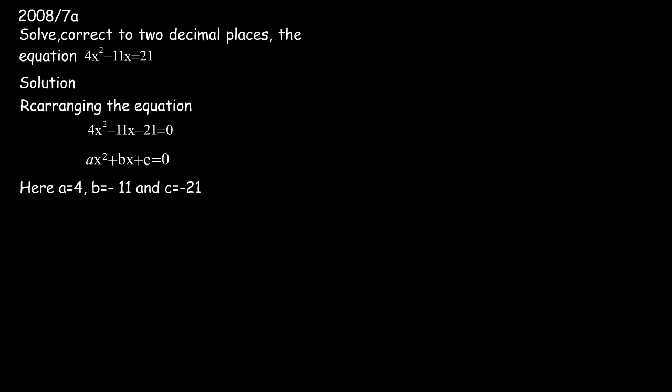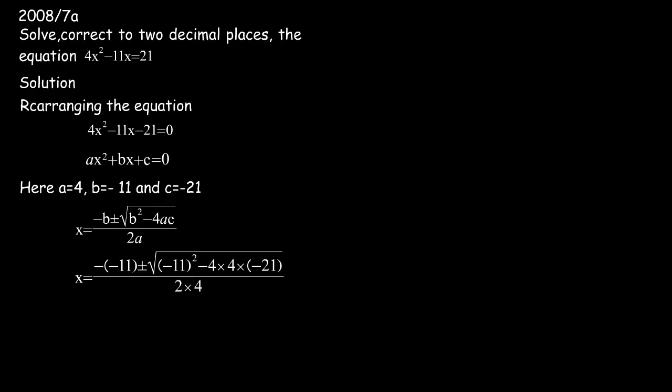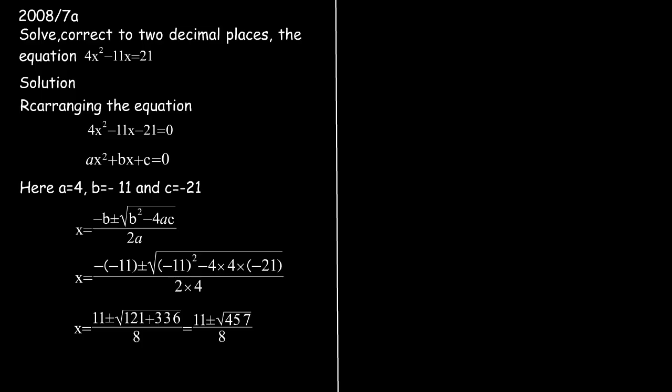So substituting for a, b, and c in our general quadratic formula, we state that x is equal to minus b plus or minus the square root of b squared minus 4ac, all divided by 2a. It becomes x is equal to minus in bracket minus 11, plus or minus the square root of minus 11 in bracket squared minus 4 times 4 times minus 21 in bracket, all divided by 2 times 4, which will make x equal to 11 plus or minus, if we simplify our square root, it becomes 121 plus 336, divided by 8, which will be equal to 11 plus or minus the square root of 457, divided by 8.